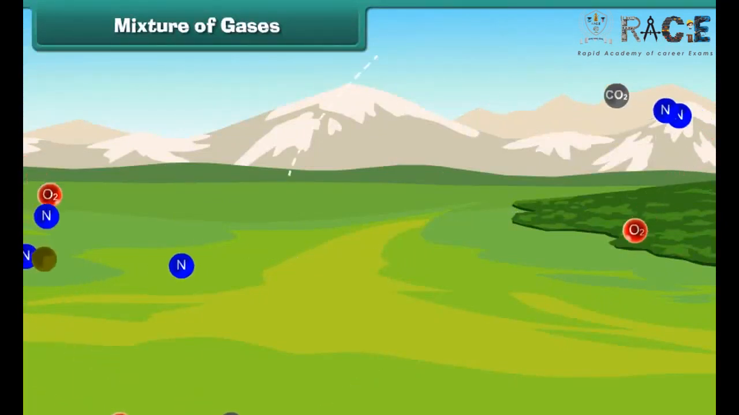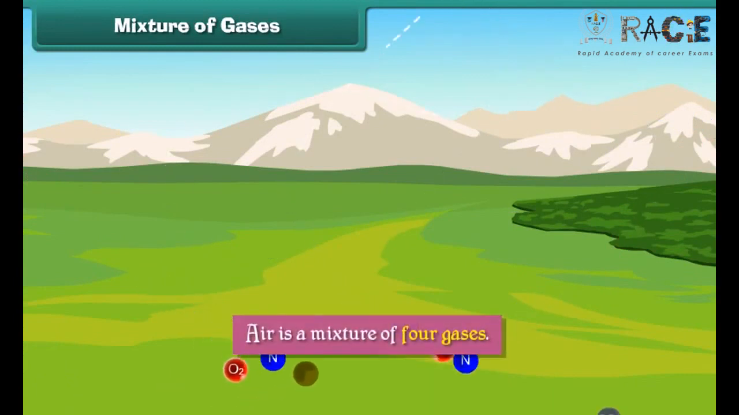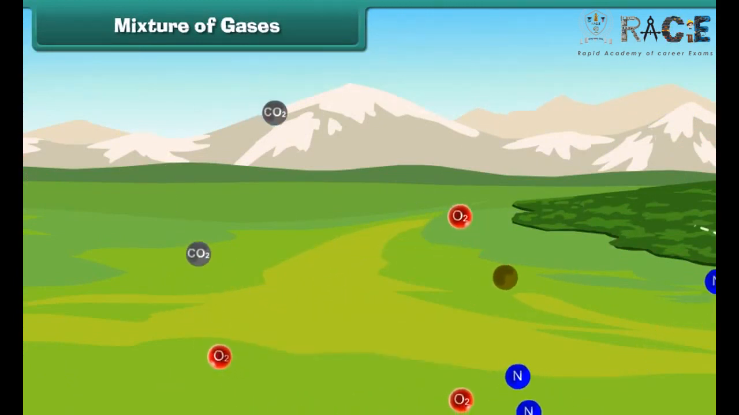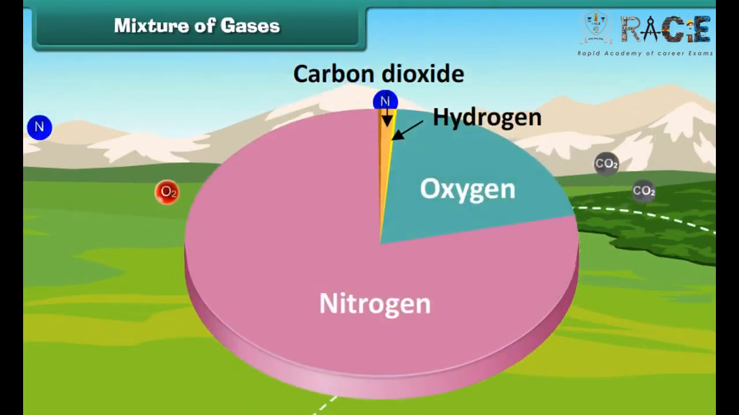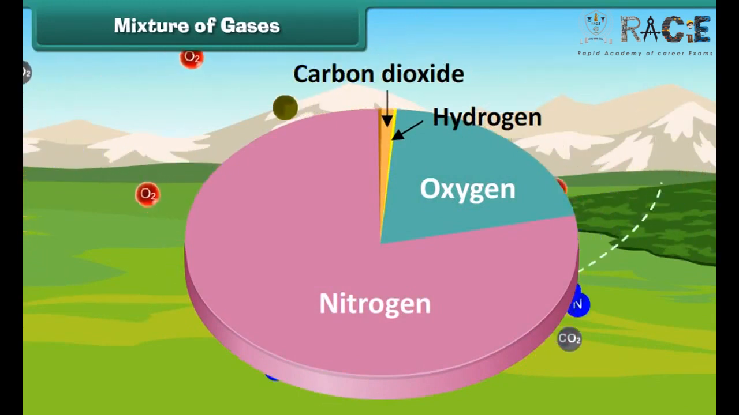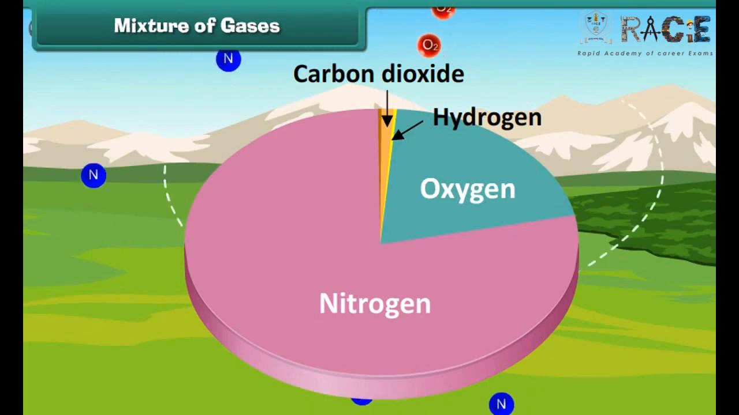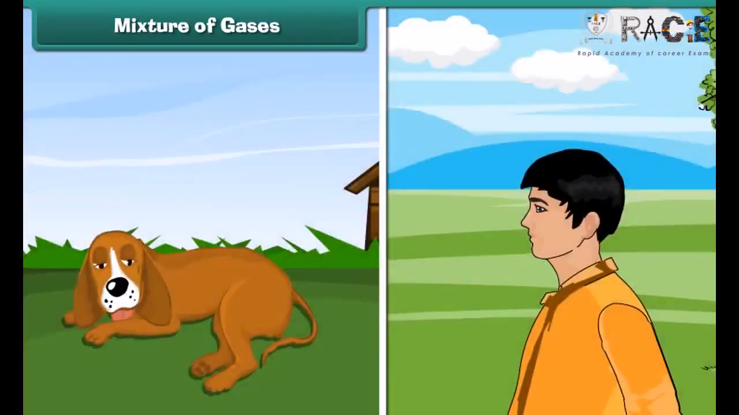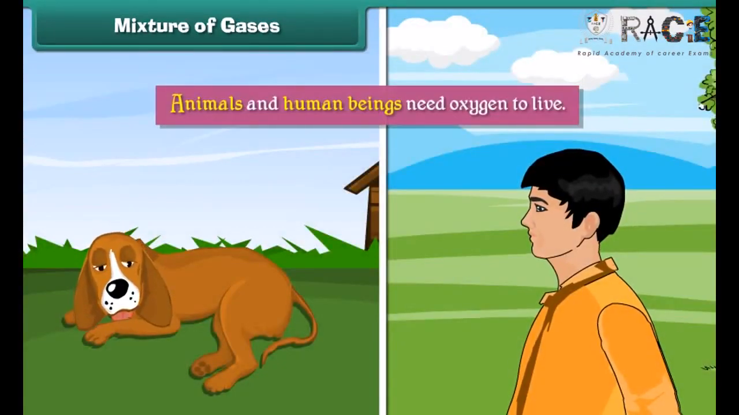Mixture of gases. Air is a mixture of 4 gases: oxygen, carbon dioxide, nitrogen, and hydrogen. Of the 4 gases, oxygen is the most important one. Animals and human beings need oxygen to live. Without it, they will die.